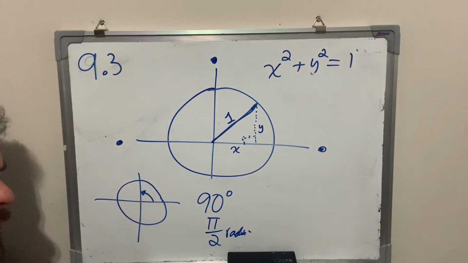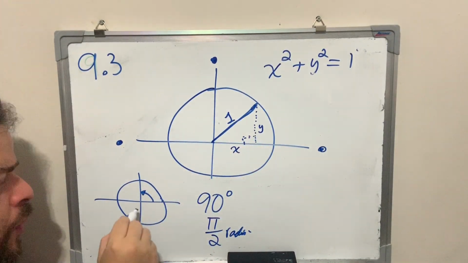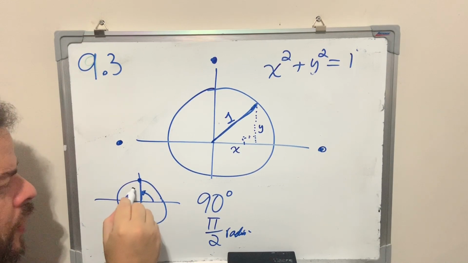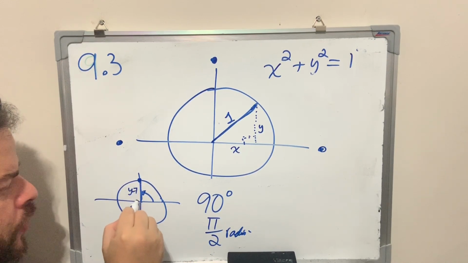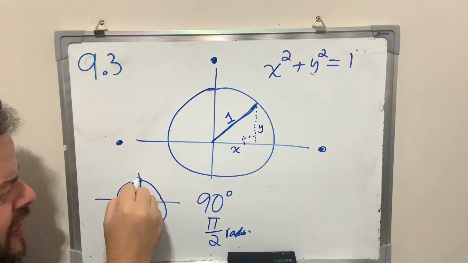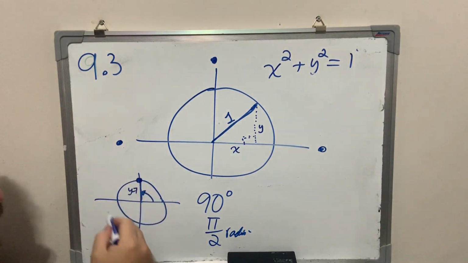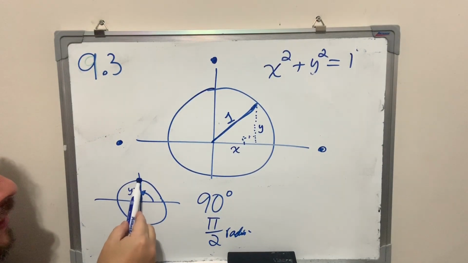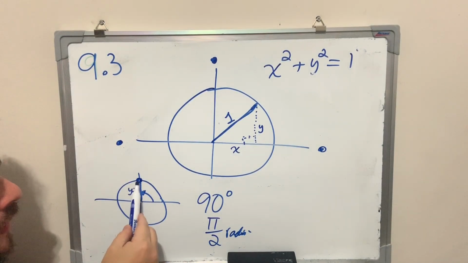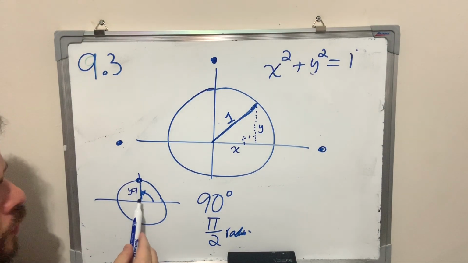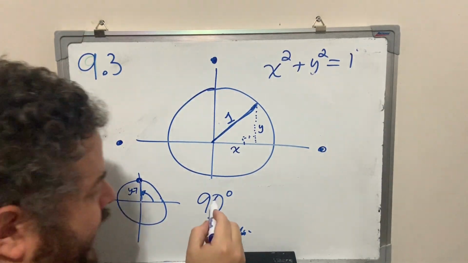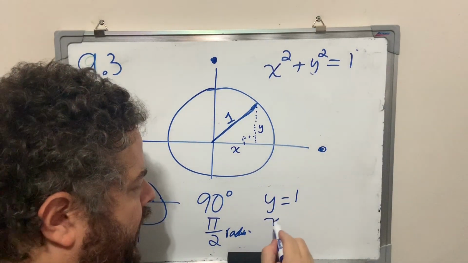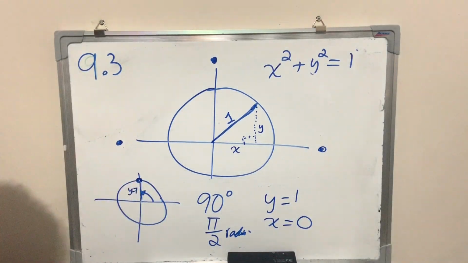Let's see what happens. If I'm working with a unit circle, I know that my hypotenuse would be 1. So the y value is 1. But at this point, if you focus on the x and y axis, what is the x value of this point? The x value at this point would be 0. So in a 90-degree angle, my y equals 1 and my x equals 0.